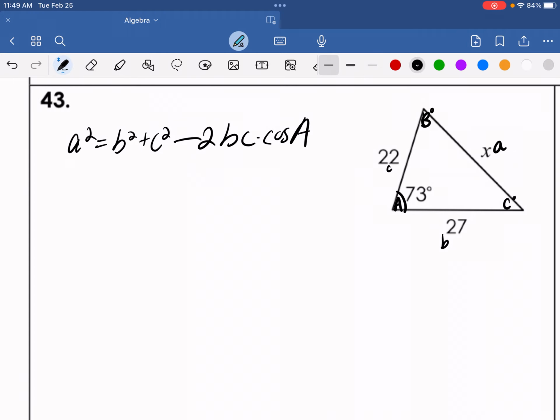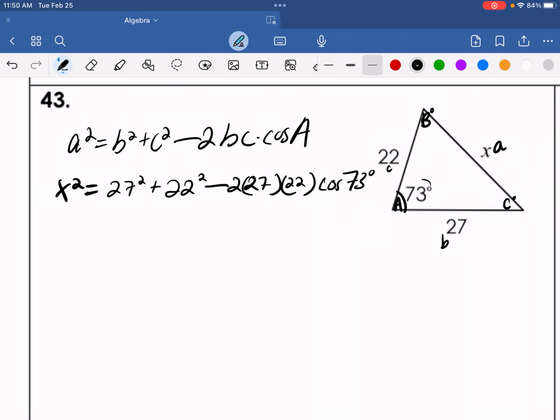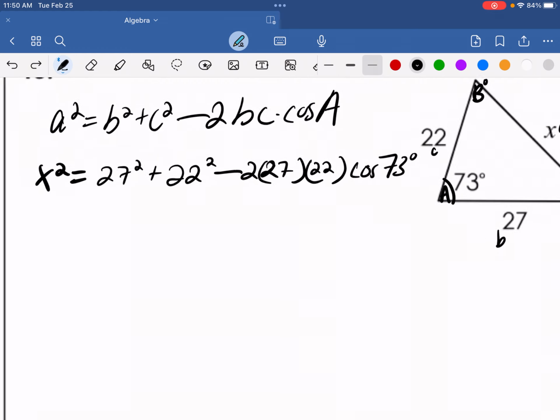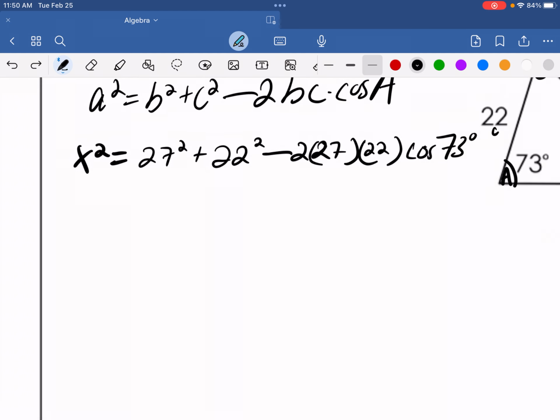So a, which one's little a? That's x. So it's x squared. And then equals b, little b, 27 squared, plus little c, 22 squared, minus 2bc. So that's 27 and 22. And then cosine capital A is 73 degrees. Capital A is 73 degrees. And then now from here, you're really just solving for x.